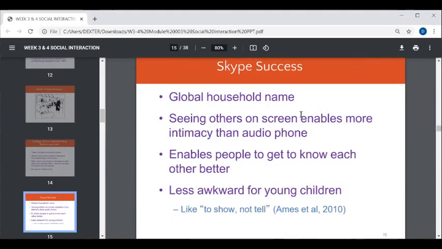Okay, success, Skype success. So yung Skype dati, di ba? It's a global household name. So seeing others on a screen enables more intimacy than audio phone. It enables people to get to know each other better, less awkward for young children.